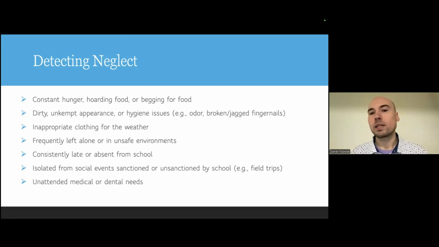And then, in terms of being consistently late or absent from school, we know that a lot of children run away from home due to the home environment that they're in and trying to find safety and leaving because of fear. So if a child's frequently absent from school and they're a known runaway to law enforcement, that's something that needs to be investigated further.